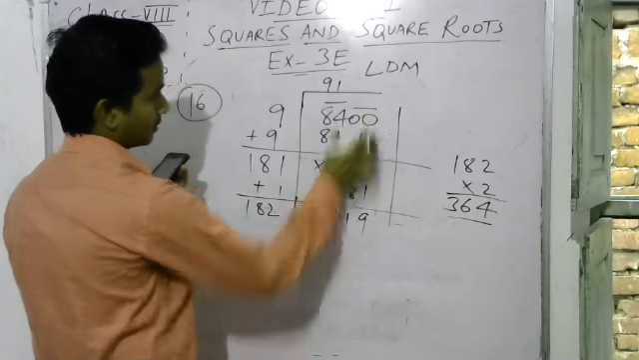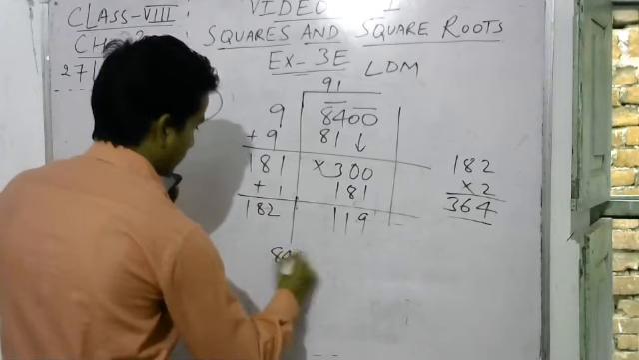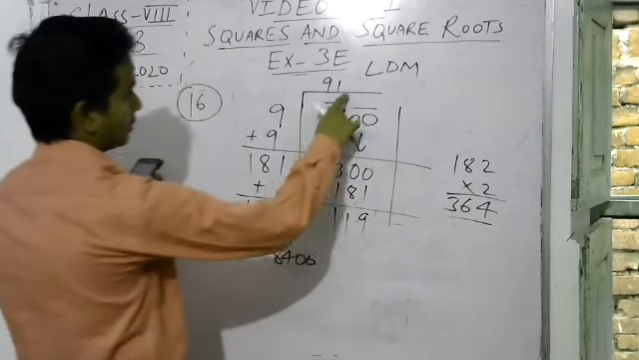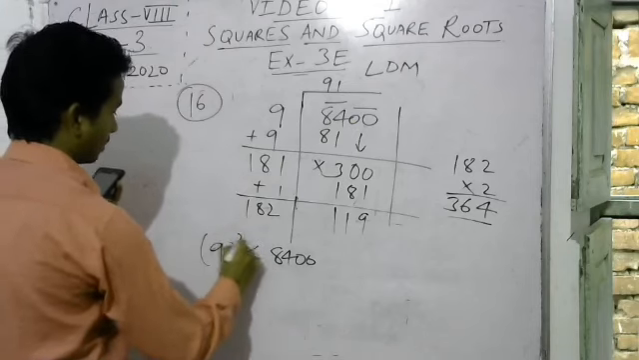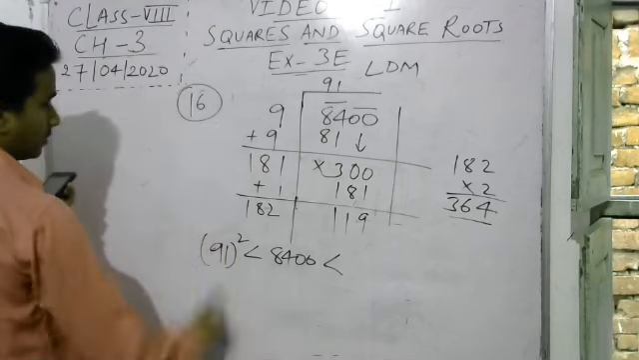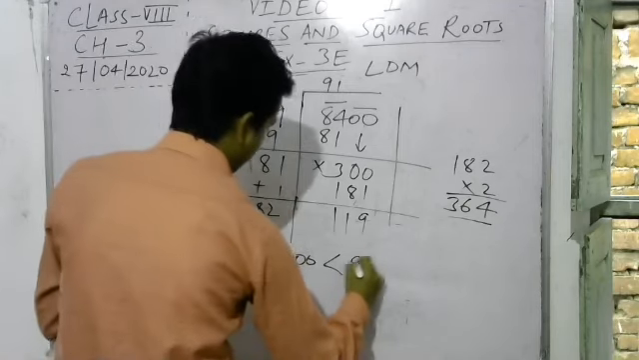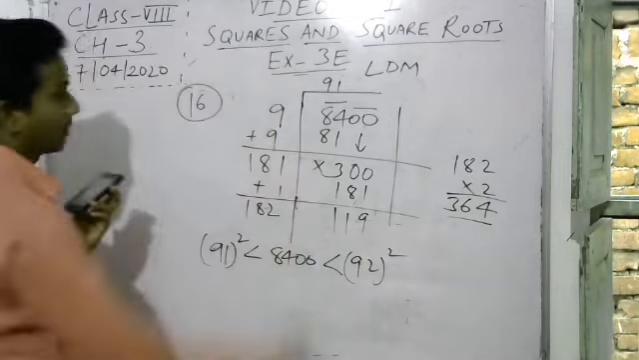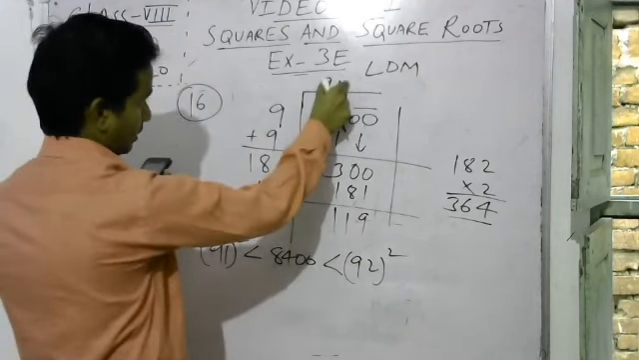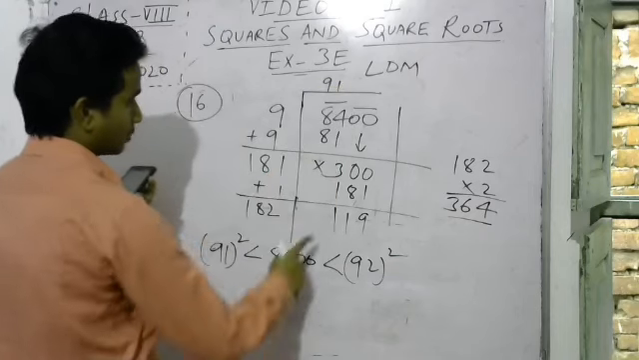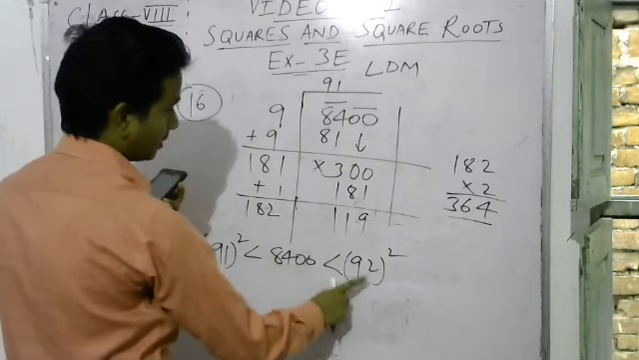So we look at this 8400. This 8400 is greater than 91 square and less than 92 square. Okay, so plus 1. In this type of question, whatever you get here, here we are getting 91, so add plus 1 to that, and this number will definitely be less than 92 square.